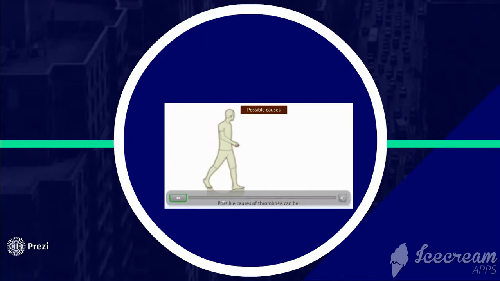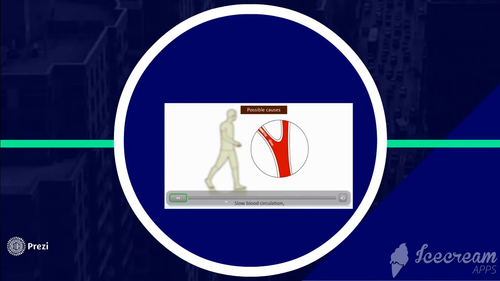Possible causes of thrombosis can be slow blood circulation, damaged wall of the blood vessel, changes in the composition of the blood. There are some hereditary disorders that increase the chance of thrombosis.